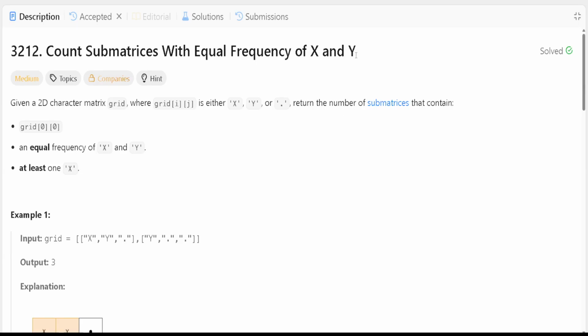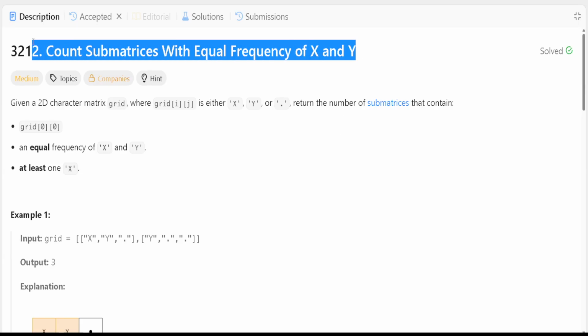Hello everyone, welcome back. In this video we are going to understand LeetCode problem number 3212, Count Submatrices with Equal Frequency of X and Y. Let's try to understand how to implement this type of problem and what concepts we have in counting the submatrices with an equal frequency of x and y.